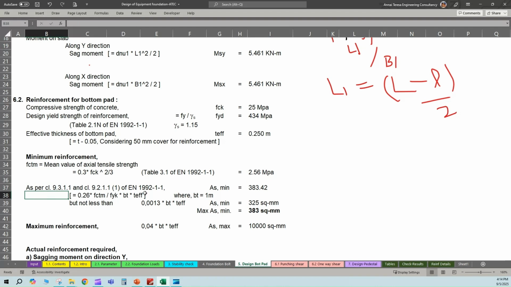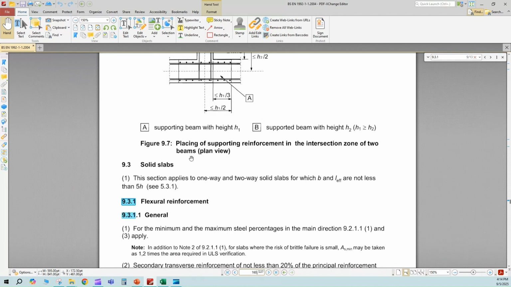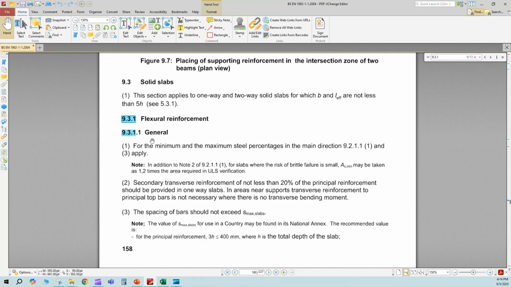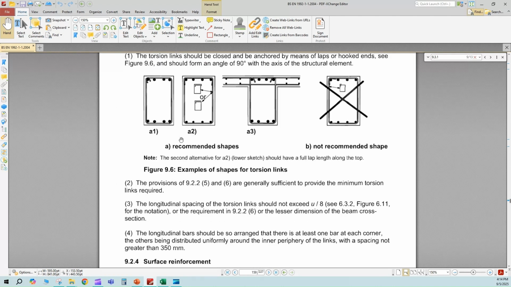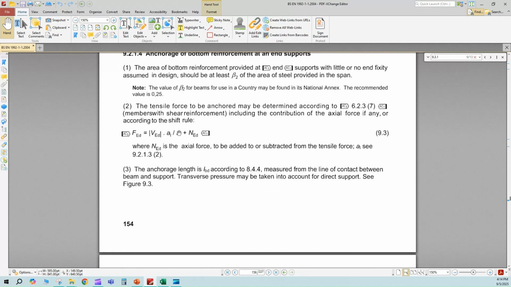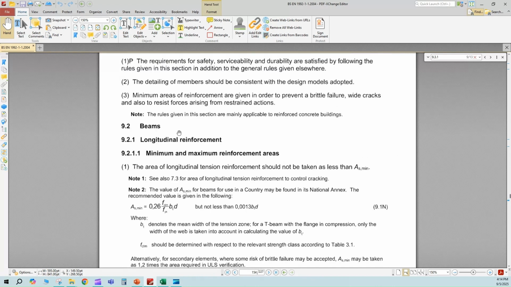As per clause 9.3.1 of EN 1992, if you refer to page number 160, for solid slabs under flexural reinforcement it is mentioned that for the minimum and maximum steel percentage in the main directions we need to refer to 9.2.1.1 and its notes. So we can move on to find the clause which is mentioned in that.